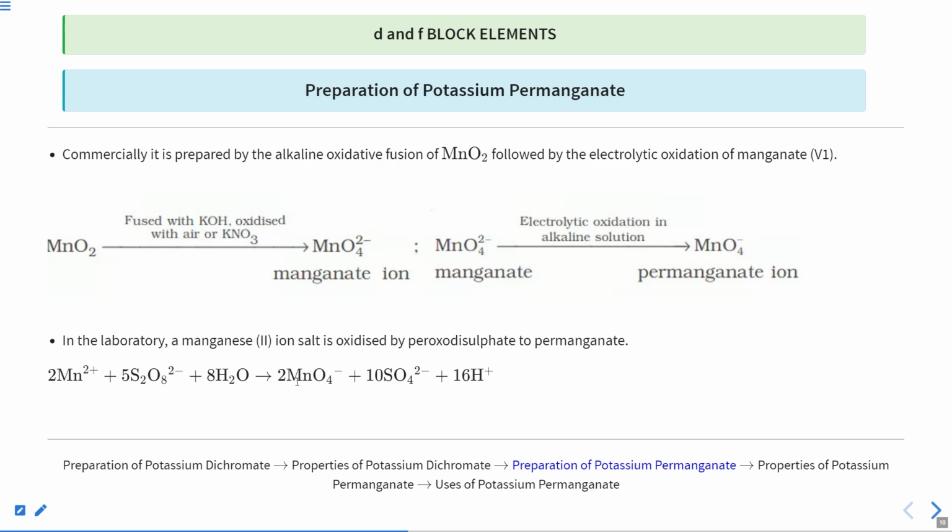Now if we talk about the laboratory method, we take manganese 2 plus ion salt and treat it with S2O8 2 minus, right? Then we will get MnO4 minus, that is permanganate, and sulfate ion.